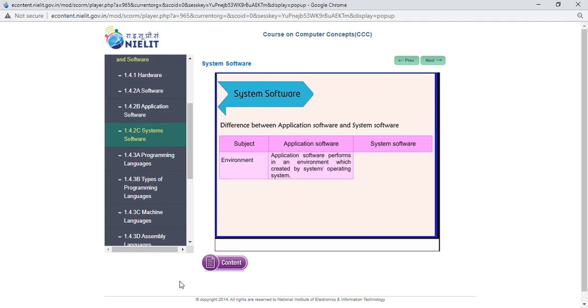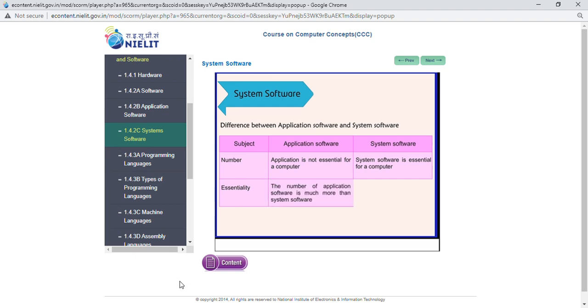Environment: application software performs in an environment which is created by system software or operating system. System software has its own environment to run itself and run other applications. Execution time: it executes as and when required. It executes all the time in the computer. Essentiality: application software is not essential for a computer. System software is essential for a computer. Number: the number of application software is much more than the system software. The number of system software is less than the application software.